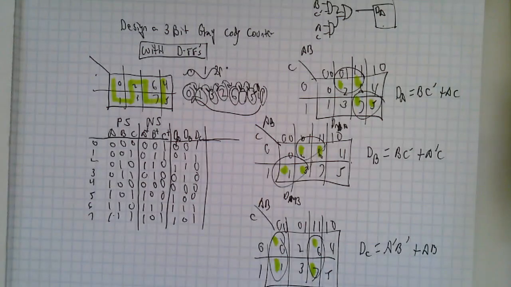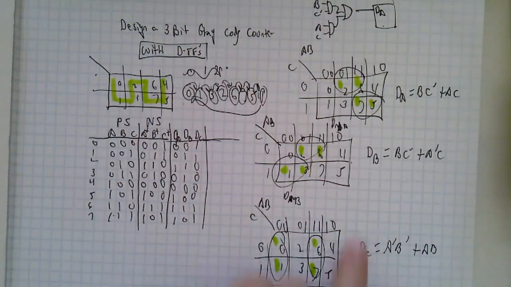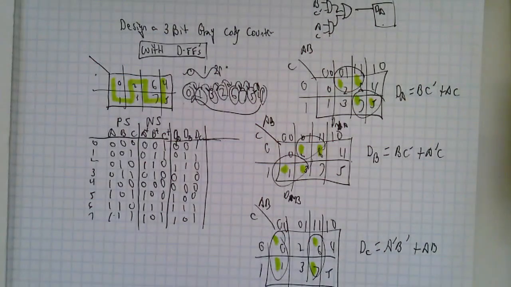Do you need to see me finish the circuit? You can do that yourself. This is exclusive NOR, you know. That's A exclusive NOR B. So if you like, you can.